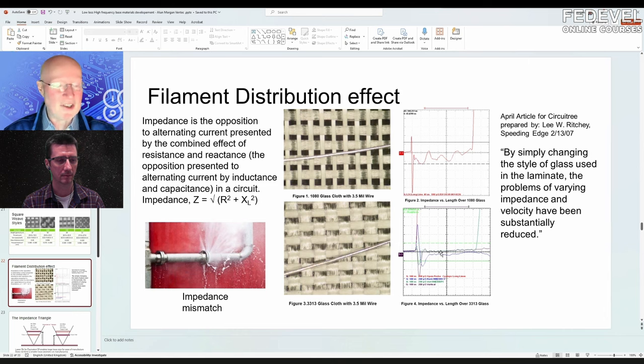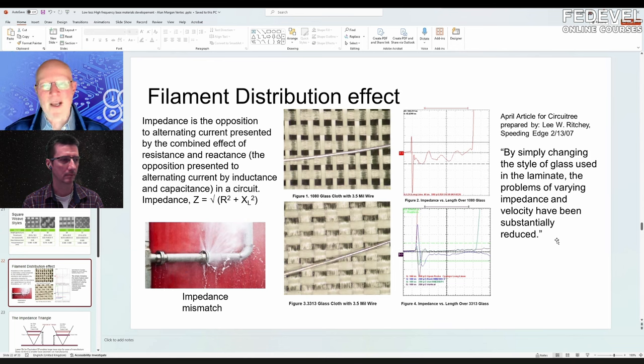So what he's saying, and it's a quote I've quoted many, many times, from 2007 in fact, so quite a long time ago, but it doesn't change. The reality is still there. By simply changing the style of glass used in the laminate, the problems of varying impedance and velocity have been substantially reduced. That in itself is the message here. We've made a massive difference to our problems of mismatch of impedance and velocity changes. Velocity is really a killer when it comes to these materials. So that's the kind of thing we can see.